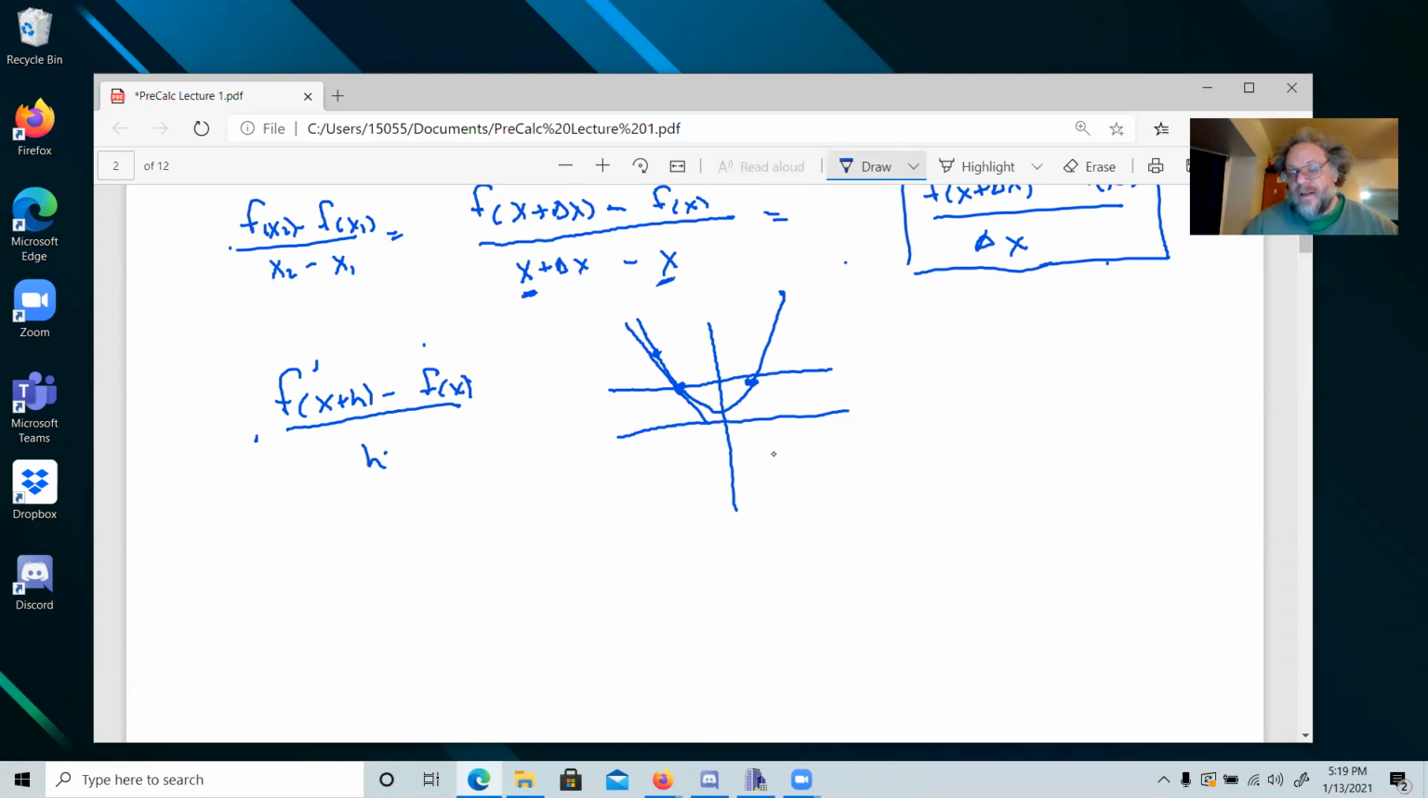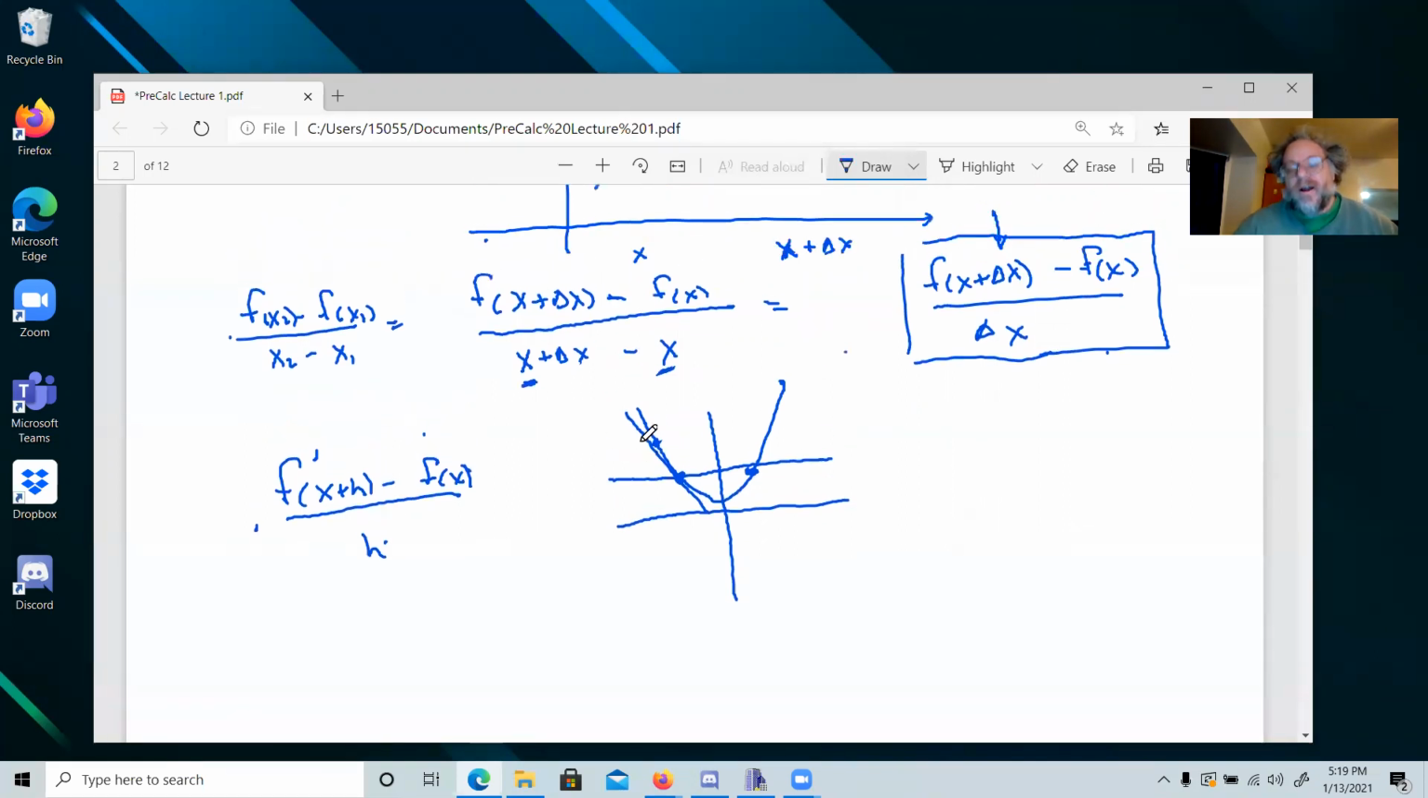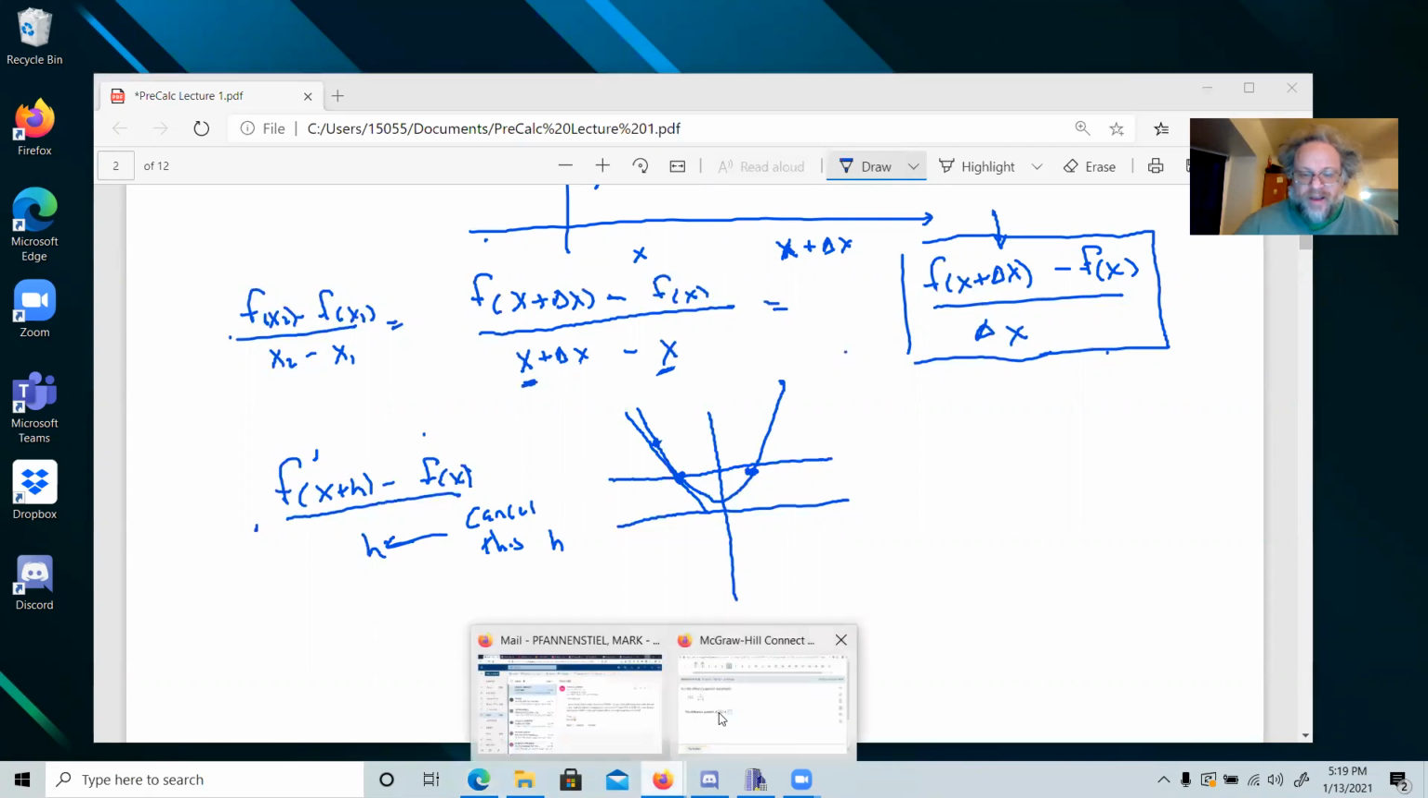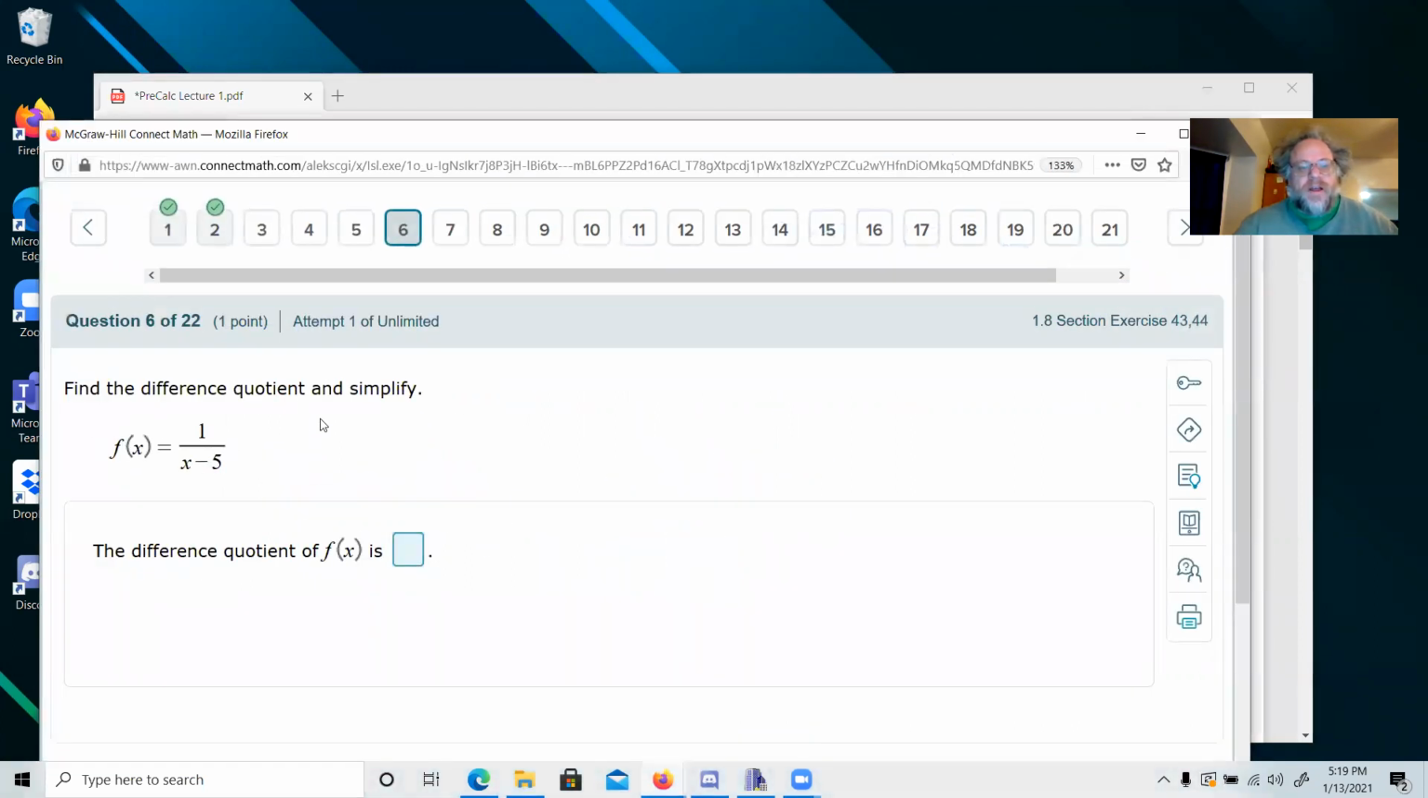Now, let's go ahead and do an actual problem so you can get an idea of what we're supposed to be doing with this. The big hint is when you cancel this h, that's what we want to do, is cancel that h. Then we're going to be done. That's how you know you finished, is you canceled this h here. Let's go ahead and have a look at what's going on here.